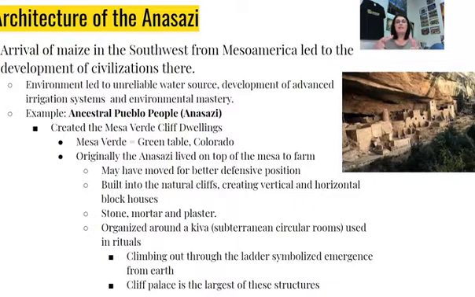So what we see here is, for them to have settled here, there had to have been some mastery of the environment and irrigation in order to grow these crops. So this was actually built by the ancestral Pueblo people, because they are the ancestors who created these pueblos, and they're called the Anasazi. All right. So what they created is Mesa Verde cliff dwellings. So this is the bottom of the cliff. On top of the cliff would have been green tables.